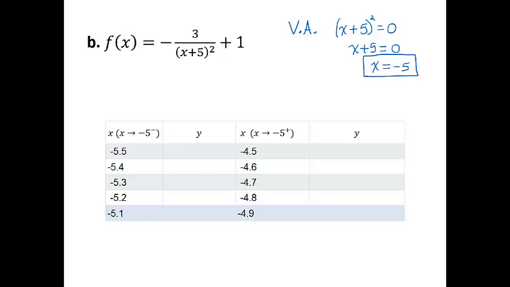So now we can approach negative 5 from the left and right. If we replace x with negative 5.5, negative 5.4, negative 5.3, negative 5.2, and negative 5.1, I'll just tell you what these values are. You can actually substitute them again on the calculator and figure that out, but you should get negative 11, negative 17.75, negative 32.33, negative 74, and negative 299.